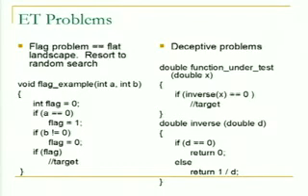But even worse than flat spots in your fitness landscape are deceptive spots. Can anybody look at the code snippet on the right? See where the target is. Anybody see what the problem there might be?